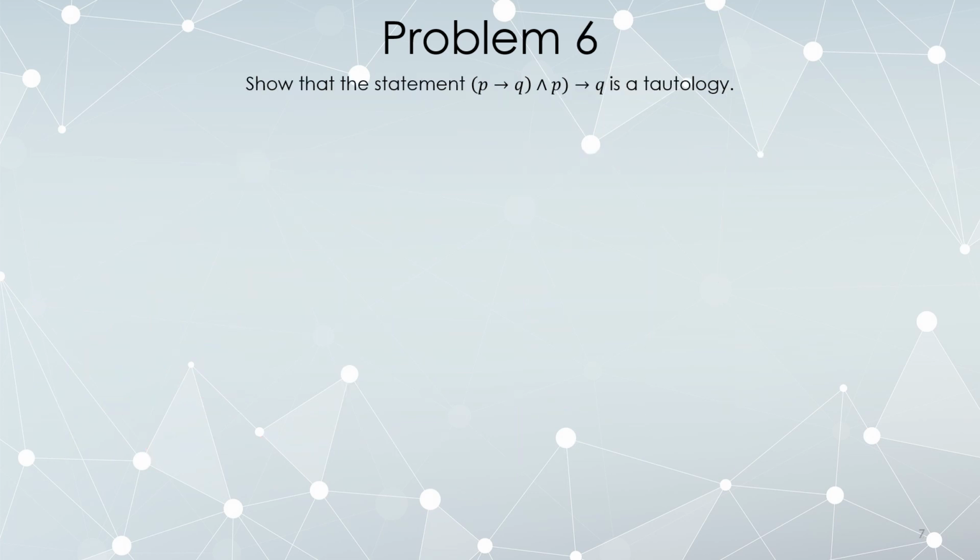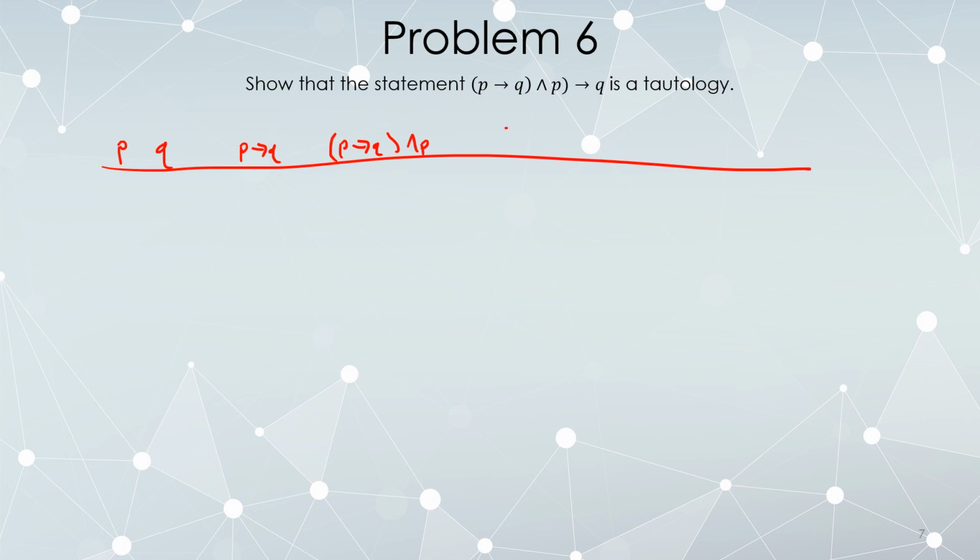All right, another tautology construction. This one doesn't have as many pieces to it. We just need P, Q. Then we can make P implies Q. We can then conjoin that conditional statement to P. Then we can take that whole thing, P implies Q and P, make it the hypothesis with the conclusion Q.